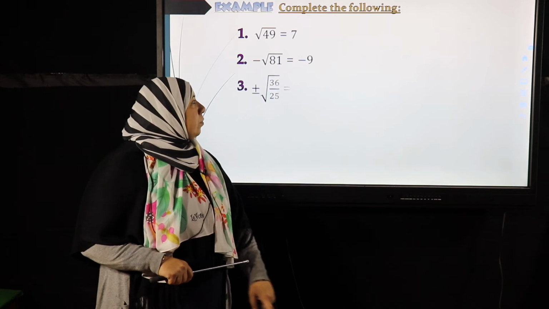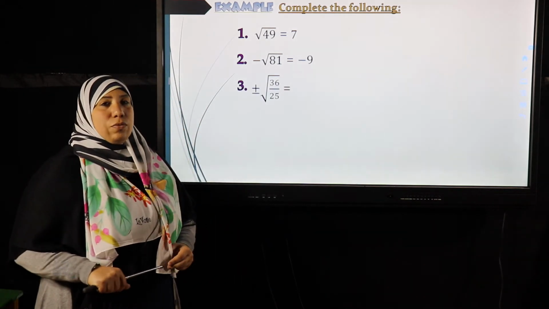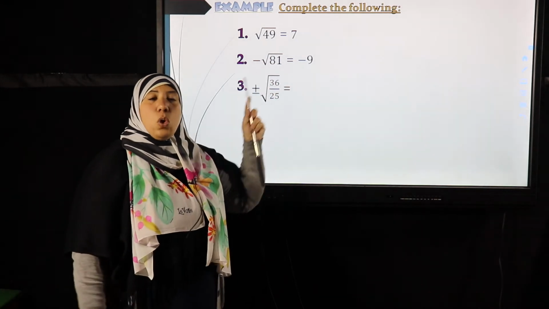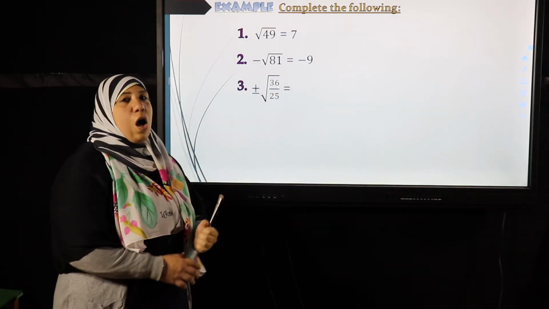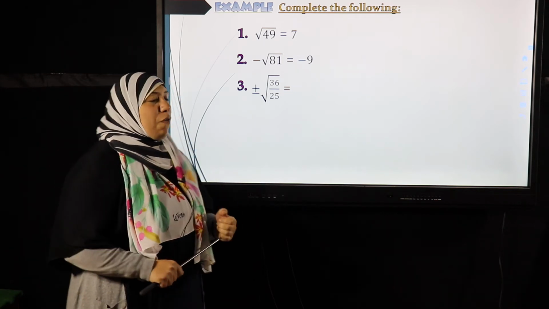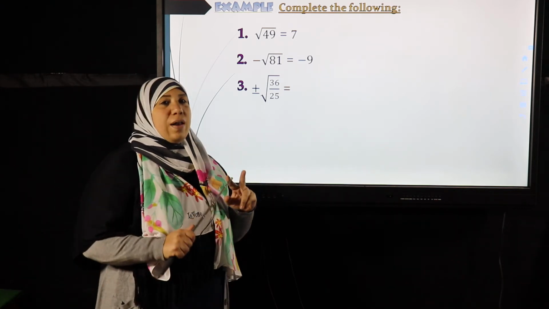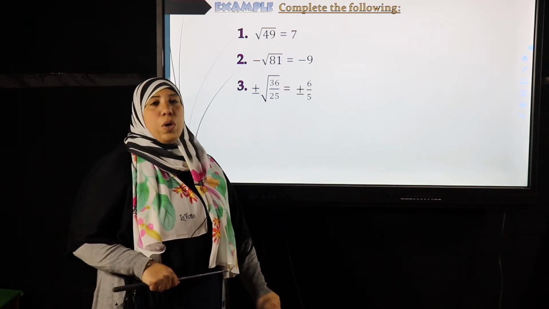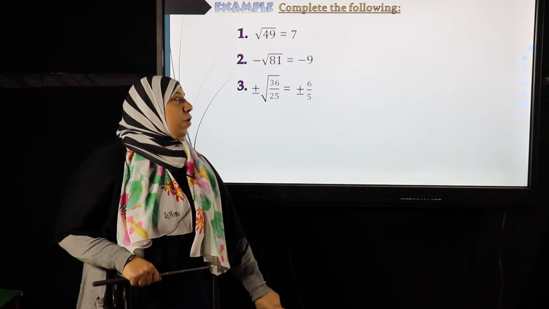Number 3, positive or negative. Yes, we have a positive root, a negative root, or both roots of any perfect square. As we said before, any perfect square has two roots, positive and negative. Square root 36 over 25 equals positive or negative 6 over 5.